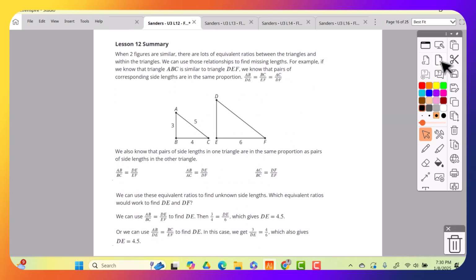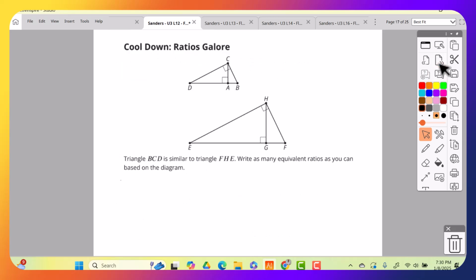Okay, that's a summary. Here is the summary of the lesson. That wraps up that part. The next thing is to look at the cool down, and I'll handle that in a separate video.